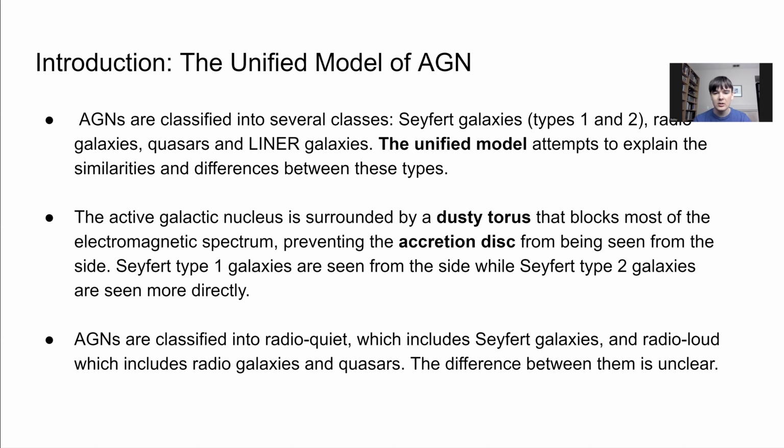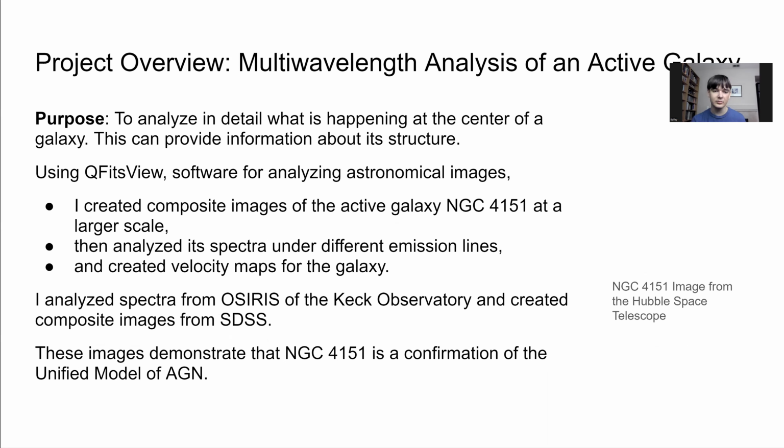The active galactic nucleus is surrounded by a dusty torus that blocks most of the electromagnetic spectrum, preventing the accretion disk from being seen from the side. Seyfert type 1 galaxies are seen from the side, while Seyfert type 2 galaxies are seen more directly. AGNs are classified into radio quiet, which includes Seyfert galaxies, and radio loud, which includes radio galaxies and quasars. The difference between them is unclear.